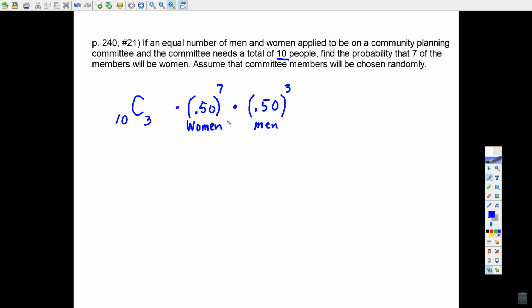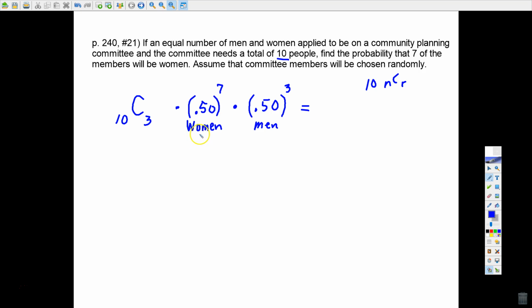Okay, so let's grab our calculator and make sure we can come up with this answer, and you can do all of this in one line. So key in 10, press the PRB, arrow over to NCR, enter, and now your calculator should be showing 10 NCR at this point, and now you're going to enter 3, and let's do times. Okay, so your calculator reads 10 NCR 3 times, now we're going to do 0.5 raised to the 7th power times 0.5 raised to the 3rd power.